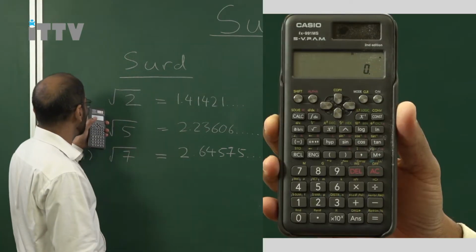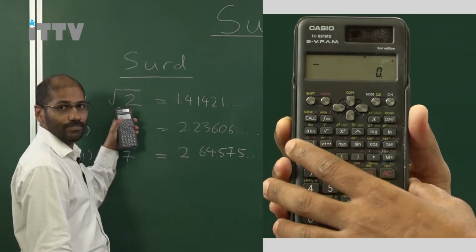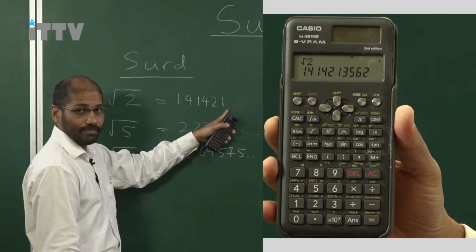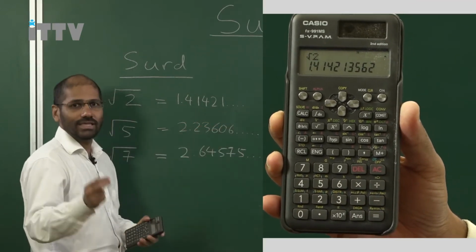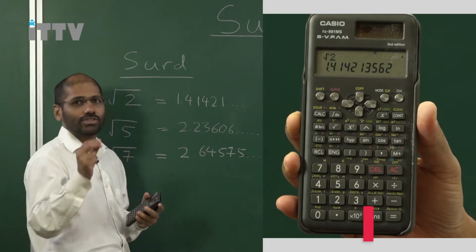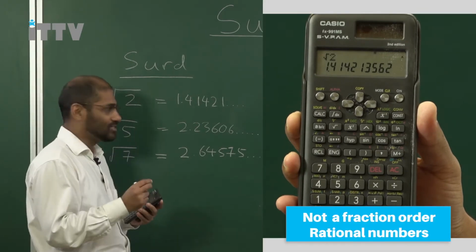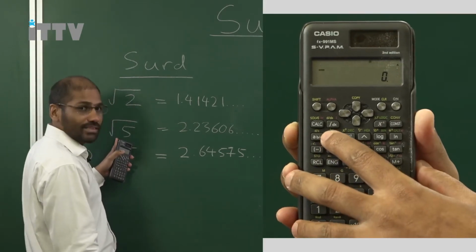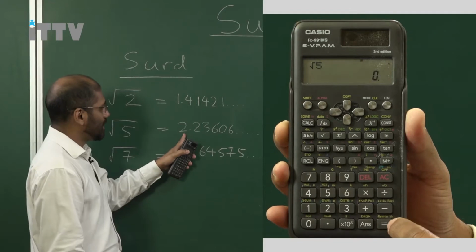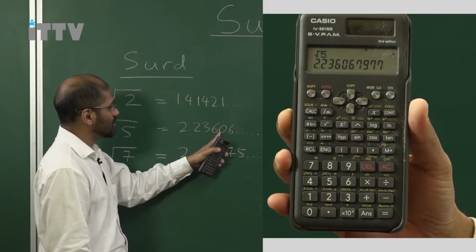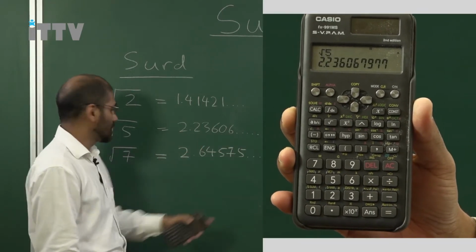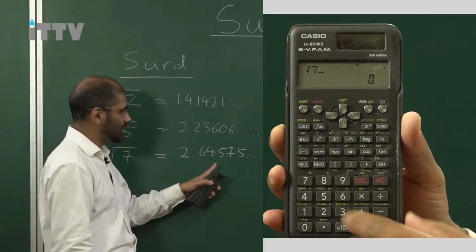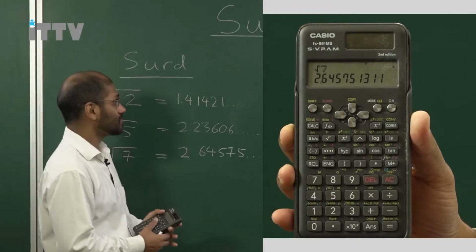For example, if you were to press square root 2 in your calculator, you would get this value, 1.41421, and the dots at the back mean that the decimal place would never end. So it cannot be expressed as a fraction or a rational number. Square root 5 is another example of a surd. If you were to press it on the calculator, you get 2.23606 and so on. Another example would be the square root of 7, where you would also observe that the decimal place doesn't stop.